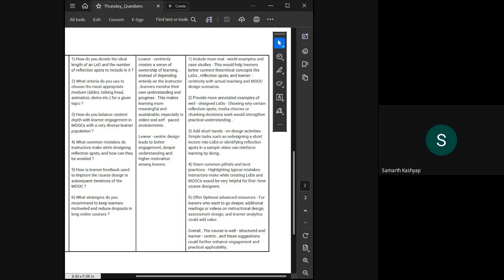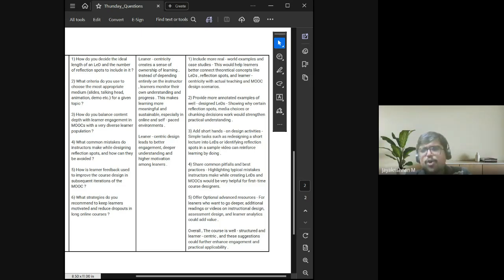Next, we have: provide more annotated examples of well-designed LEDs, showing why certain reflection spots, media choices, or chunking decisions work would strengthen practical understanding. One reason why we are not doing it is because the ultimate intention is not about the depth that we would want to go to; it does not warrant this much intense treatment. I clearly understand why the questions are coming, because they would want to make their own moves.